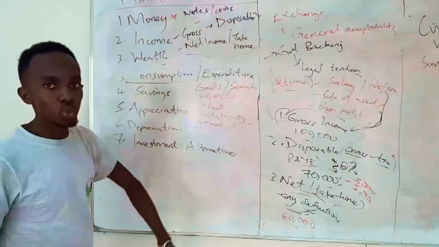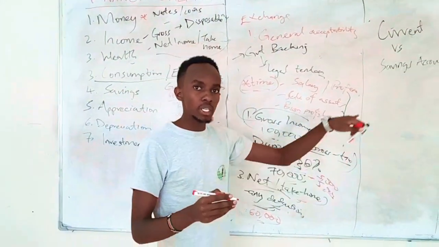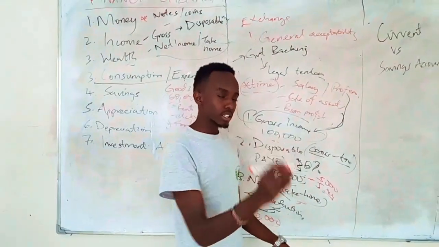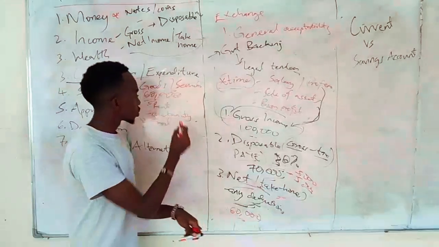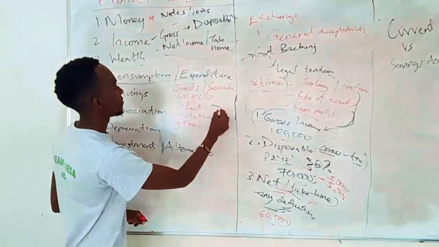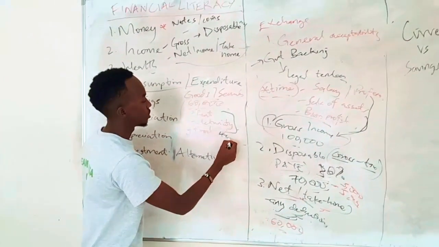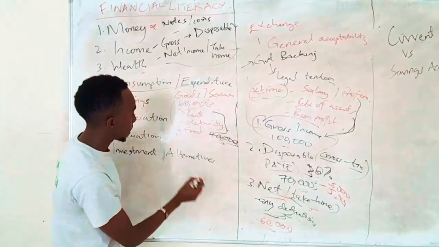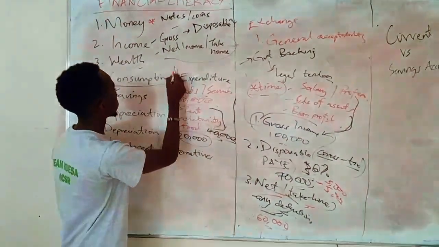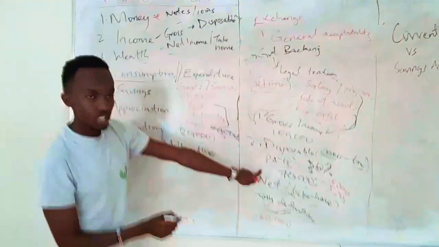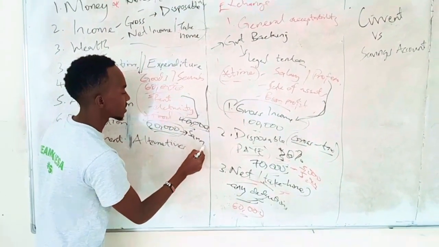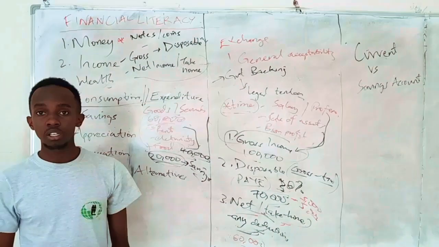Now when I consume, if my consumption happens to be less than my net income, then it means I am remaining with some amount of money. So I had a net income of about 60,000 shillings. Let us assume that it is going to cost me about 40,000 to pay all of this. So I am remaining with 20,000 because my expenditure or consumption is less than my net income. So this 20,000 is what is referred to as savings. It is what is remaining.